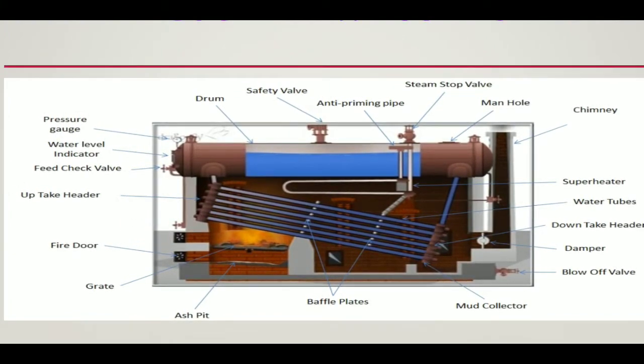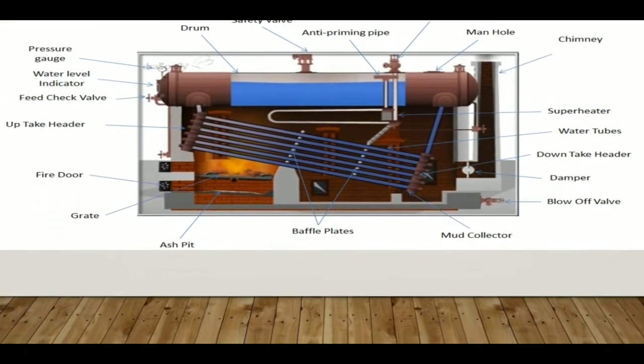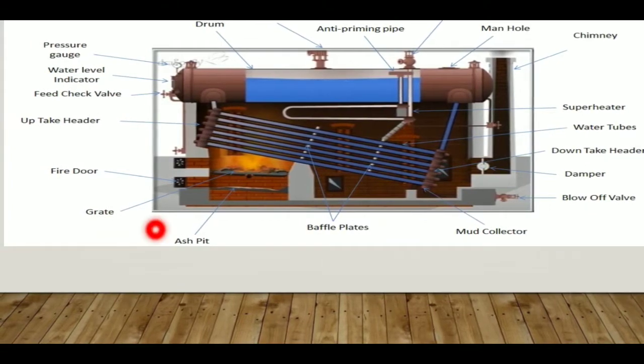By the help of the grate, the ignition process is done. Now this is the ash pit where ash is stored after burning of fuel. These are the baffle plates by which the flue gas is supplied to the surrounding of the water tube in a zigzag way for producing the steam.